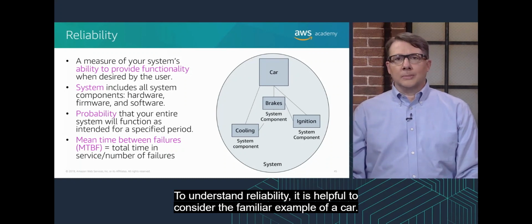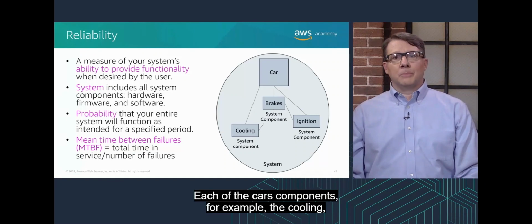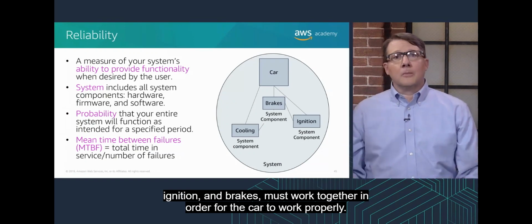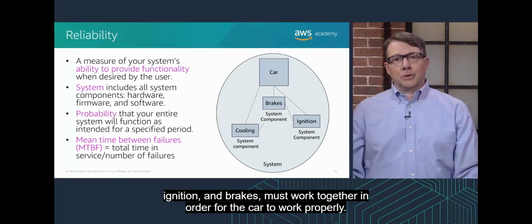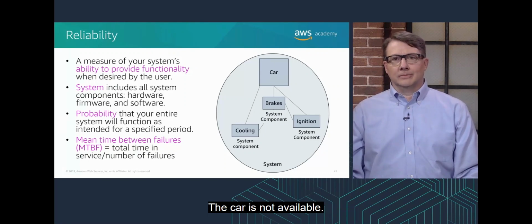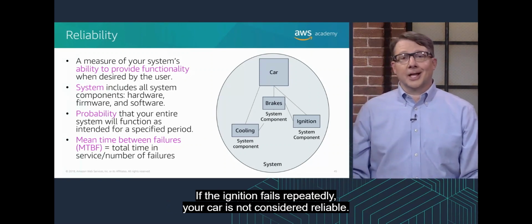To understand reliability, it is helpful to consider the familiar example of a car. The car is the system. Each of the car's components, for example, the cooling, ignition, and brakes, must work together in order for the car to work properly. If you try to start the car and the ignition fails, you cannot drive anywhere. The car is not available. If the ignition fails repeatedly, your car is not considered reliable.